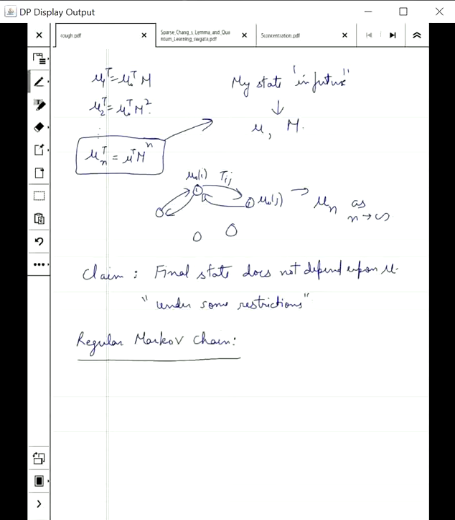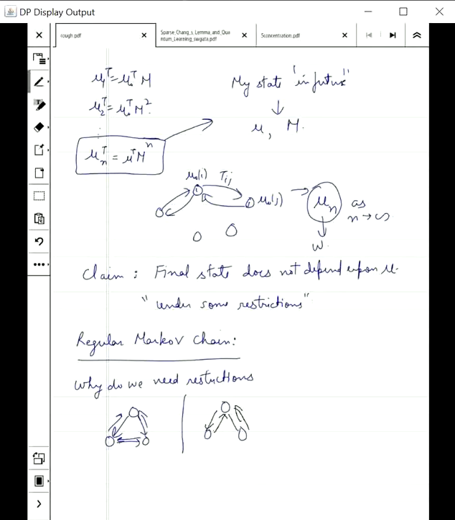The question might be, do we need some restrictions? Can it happen that whatever be the starting state, I will always end up in the same state in the long run? The mu n kind of tends to some fixed state, W, as n tends to infinity. Can it happen for all Markov chains? And it's easy to see that there are these trivial cases when this cannot happen. Why do we need some restriction? That is because we can have Markov chains having two sets of vertices which are not even connected. So something like this, if this is a single Markov chain, then what happens is that if I start on the left side, then I will stay on the left side. If I start on the right side, then I will stay on the right side. So this kind of Markov chain will not converge to the same distribution.